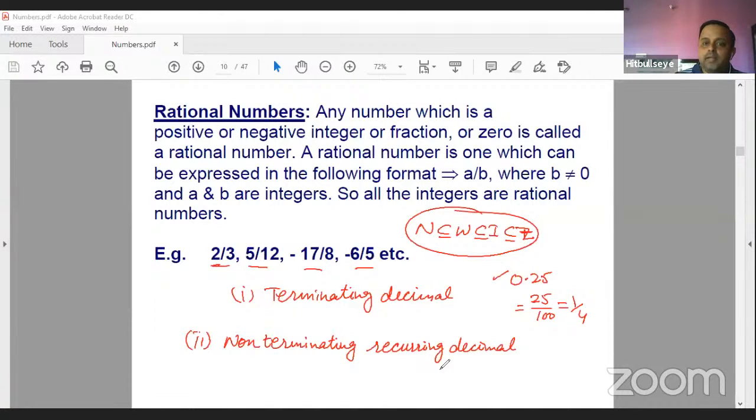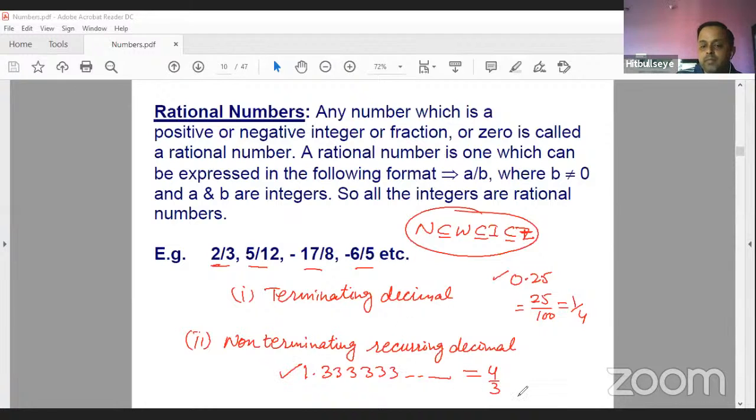They appear in the decimal using a certain pattern. That is not a random representation of the digits. For example, if I write the number 1.33333333 and so on, you are getting a never-ending decimal, but the digit that you are using in the decimal part is 3 only. And if you can recall, this number is nothing but 4 by 3. If you divide 4 by 3, you will get 1.3333 and so on.